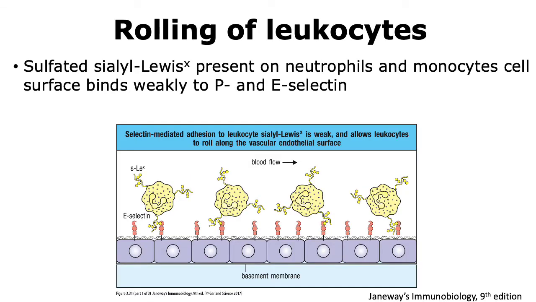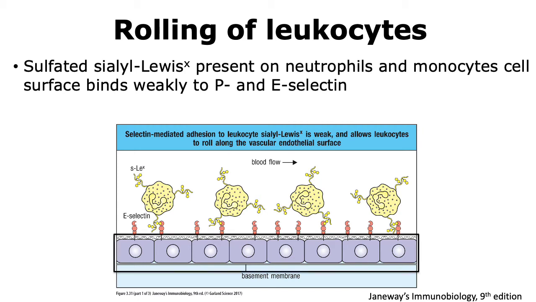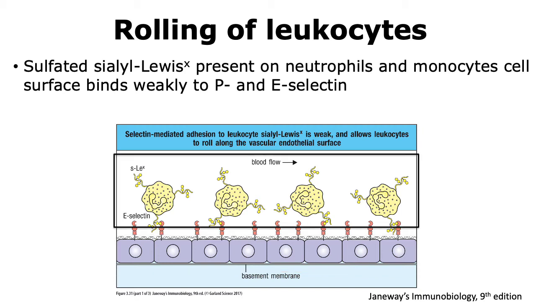In this slide, let's focus on the figure. In the figure in the black box, we can see the endothelial cells that are expressing E-selectin on the side that is facing the blood. The part in the black box is where the blood is flowing, and in the blood we will have our blood cells, including monocytes and neutrophils.